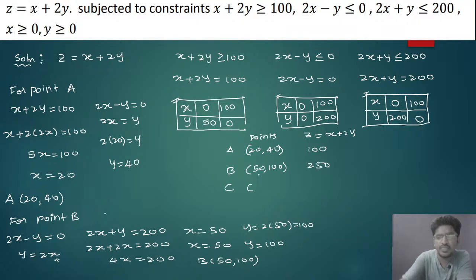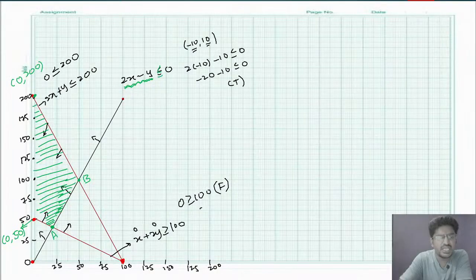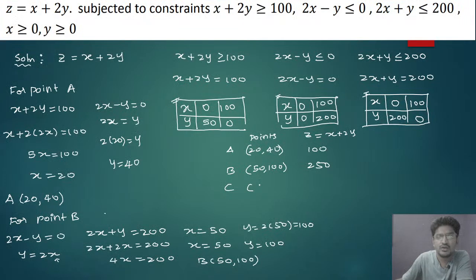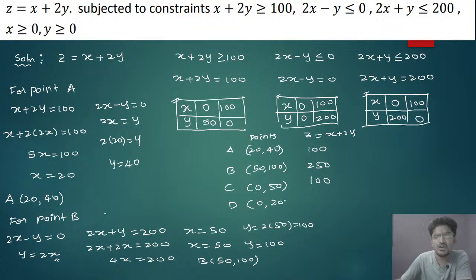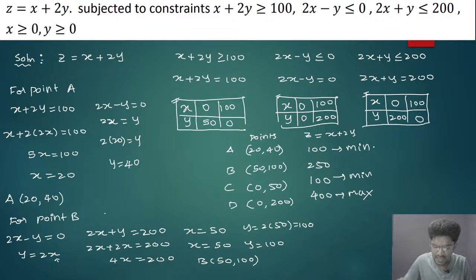Next, point C. You can see there point C is 0, 50. If you write x value as 0 and y value as 50, 2 into 50 is 100. In the same way you can write D value 0, 200. So 2 into 200 is 400. This is maximum and 100 is minimum. 400 is maximum and 100 will be minimum.